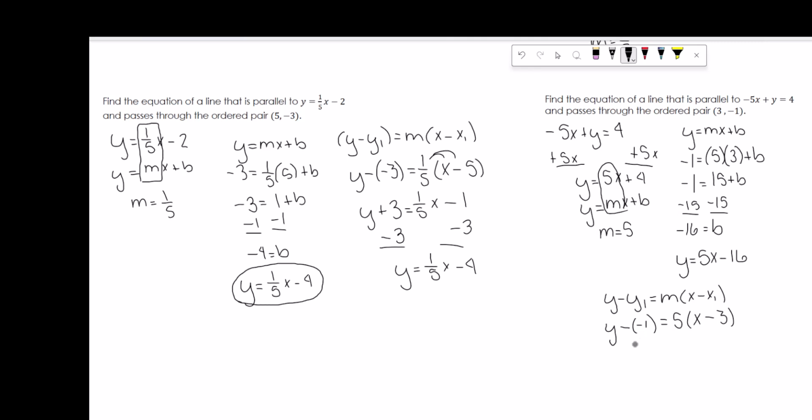A negative is a positive. That gives us y + 1 = now I'm going to use the distributive property. 5 times x is 5x. 5 times -3 is -15. Now I want to get y by itself. I'm going to subtract 1 from both sides. And we end up with y = 5x - 16. Whew, that wasn't too bad, was it? Good job.